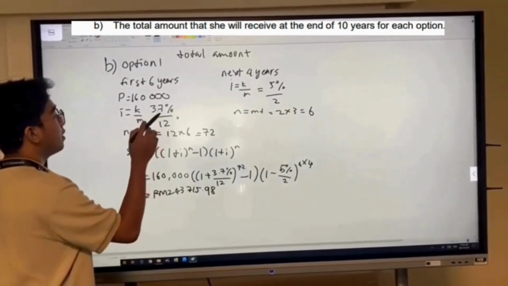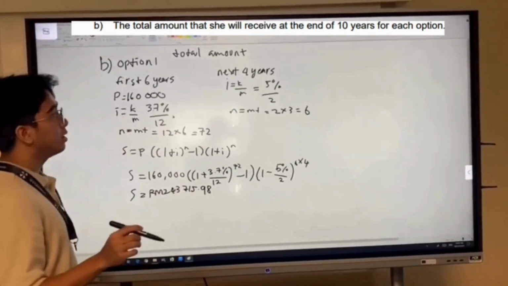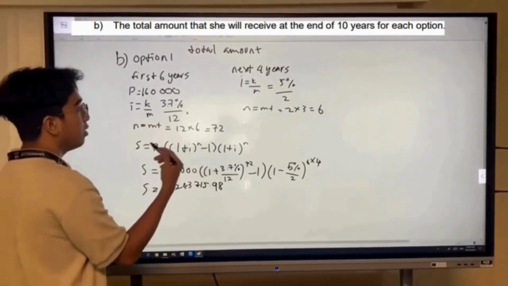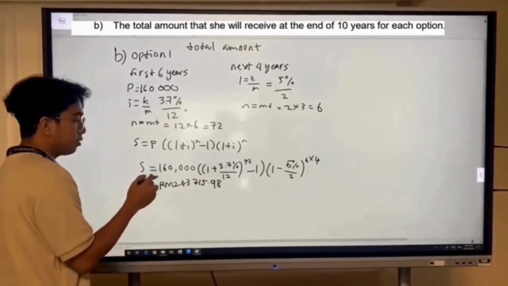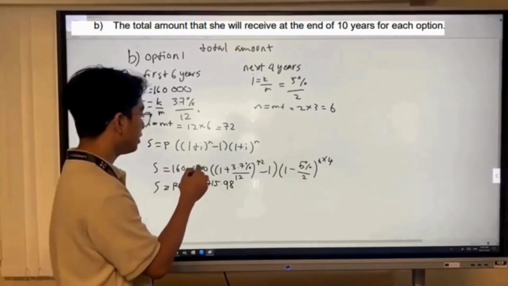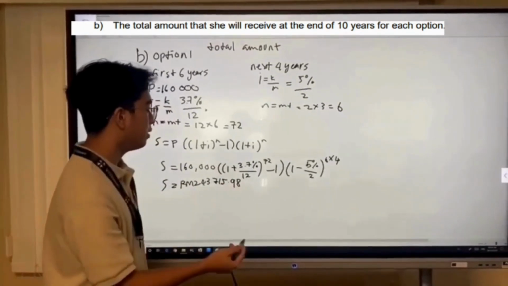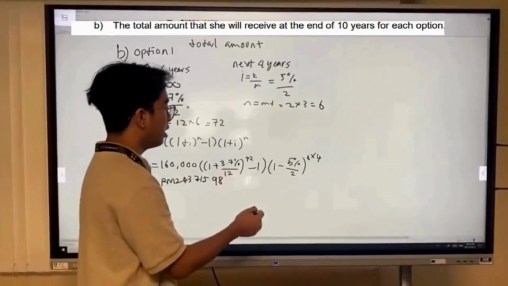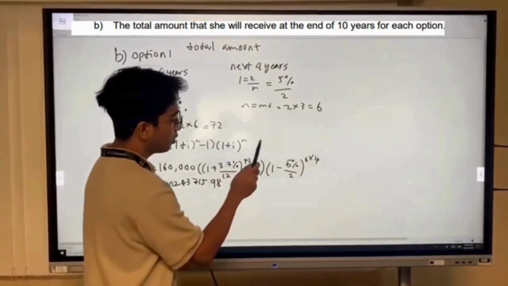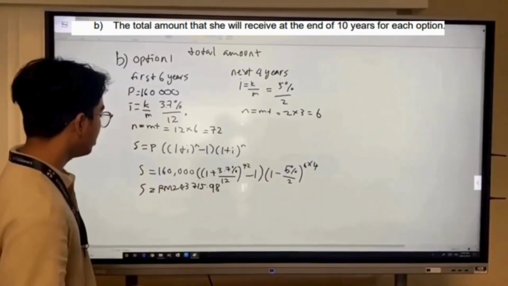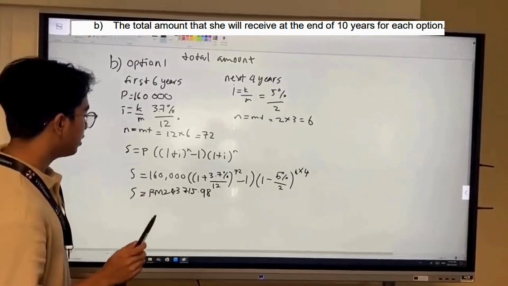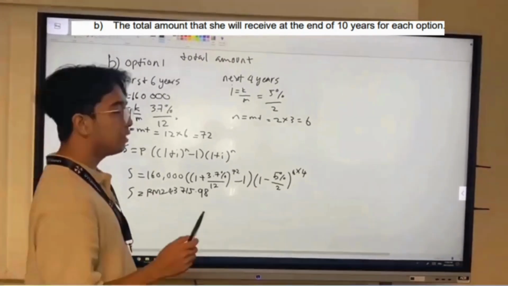Now I'm going to explain question 1 part B. For question 1 we need to find the total amount that Henry will receive. Based on the formula that we use and the information that we already have, we put the information into the formula, which is S equals 160,000 in brackets, which is P, and in brackets 1 plus 3.7% over 12, to the power of 72, minus 1, and in brackets again 1 minus 5% over 2, to the power of 6 times 4. And we will get S equals RM243,715.98.